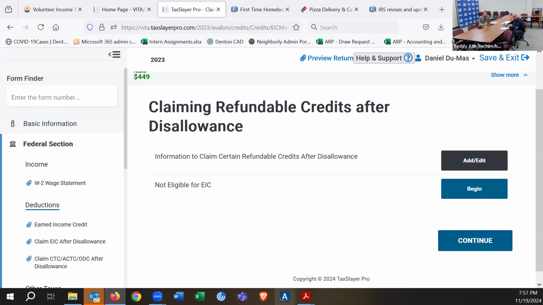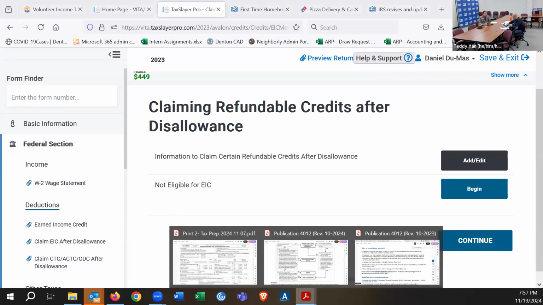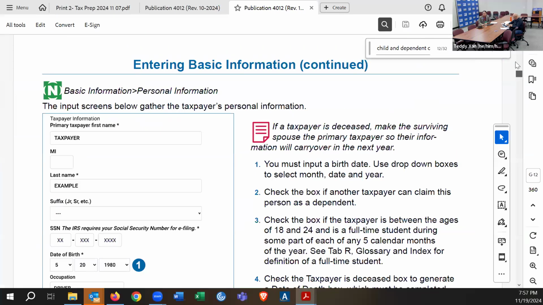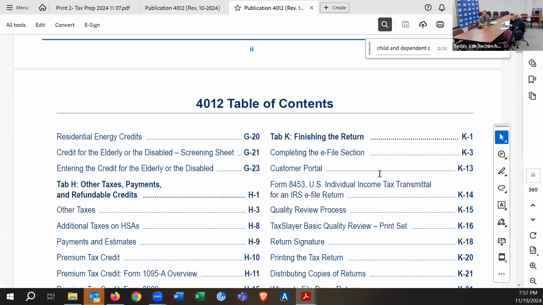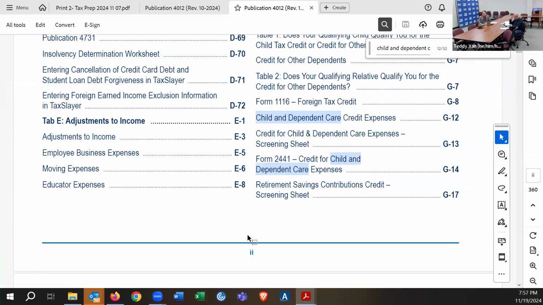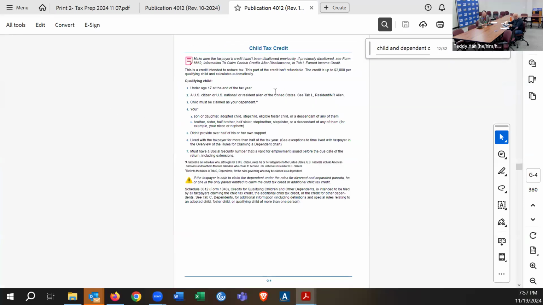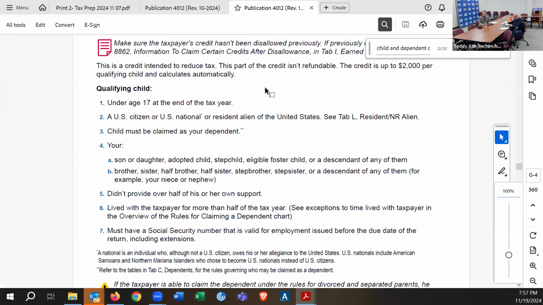Again, if we have any doubt, we can go back. Qualified, she's okay, qualified now. Perfect. So that must be a weirdness about TaxSlayer that's happening right now. If we ever have any doubt, we can go back to the 4012 and there's an entire section on child tax credit. And we can double check to make sure, does Daria qualify?